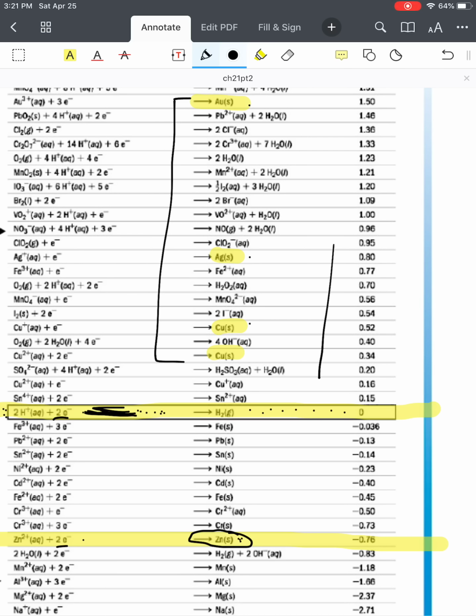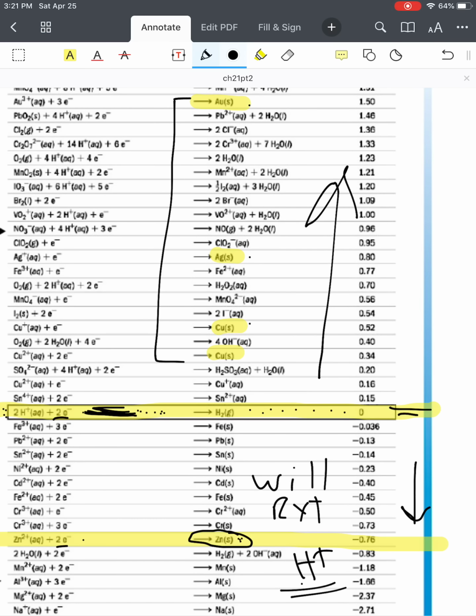So if the metal is above the SHE reaction in the table, that metal will not react with strong acids. However, if the metal is below, it will react with H plus. All right, so zinc will certainly react with strong acids.